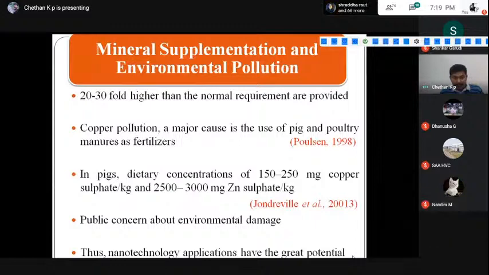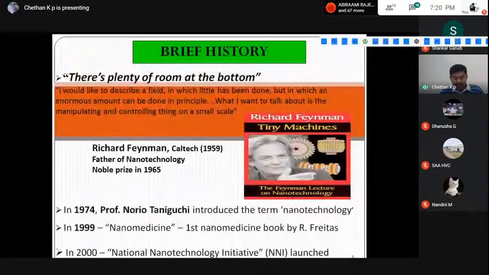After the end of this session, I think you all will come to the conclusion that definitely the nanotechnology approach will have a greater potential, because as it will improve the bioavailability, we can reduce the quantity that we supply, and thereby we can reduce the quantity excreted in the feces. So let us understand about nanotechnology, and in that way we'll also understand a brief history about this.